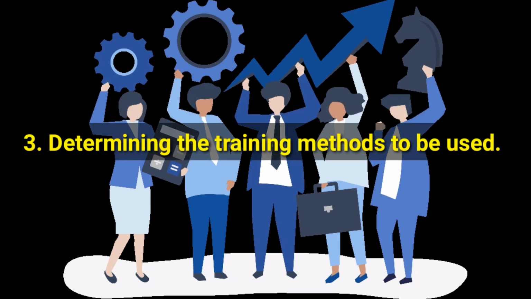After setting training objectives, the next step is determining the training methods to be used. The trainer must determine the type of training to be undertaken and the environment where the training takes place. We can have internal on-the-job training or external off-the-job training or external on-the-job training. So the environment determines the type of training that is going to be carried out.